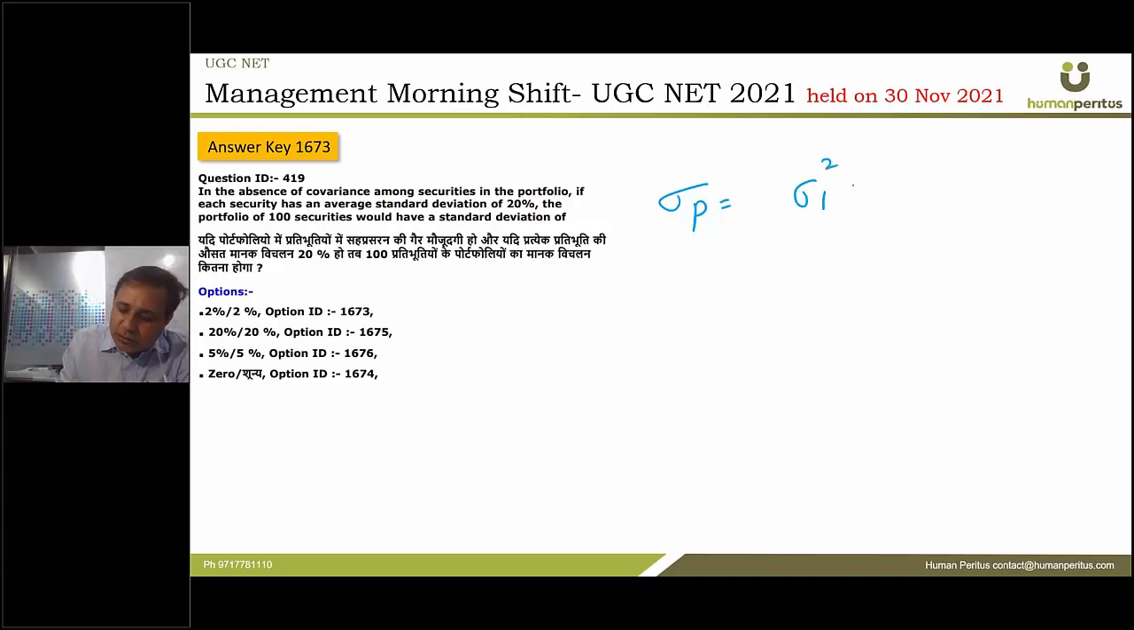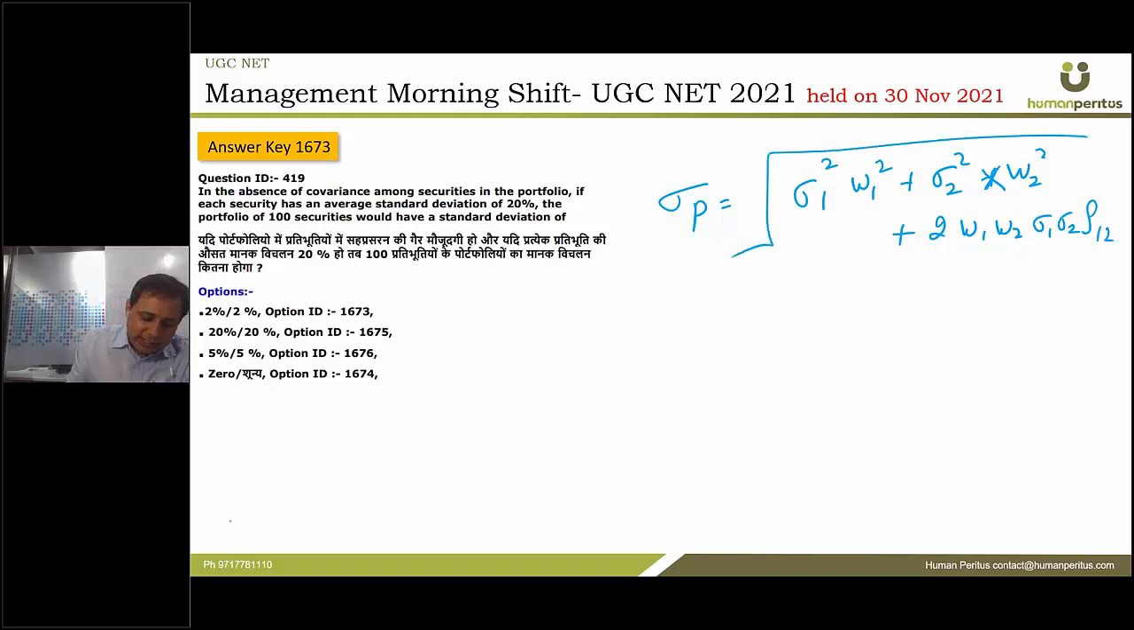Standard deviation of first one, weight of first one square, standard deviation of second one, weight of second one square, and then we take a component 2 W1 W2, standard deviation of first one, standard deviation of second, and then covariance between 1 and 2. So this is how we calculate. लेकिन ये वाला हम कब करते हैं? हम दो के केस में करते हैं. Similarly, तीन के केस में we extend the formula, चार के केस में, पांच के केस में.